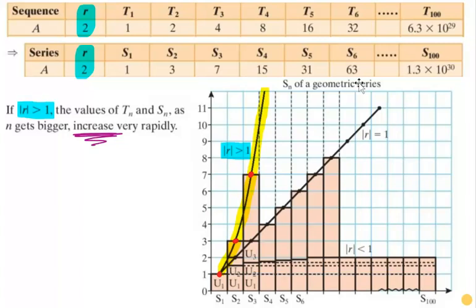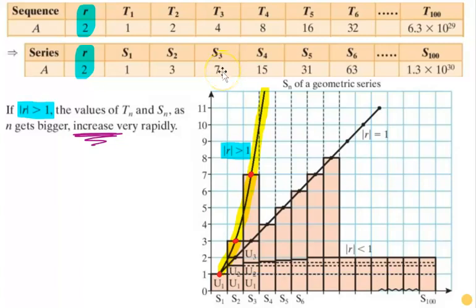The graph drawn here is only focusing in on the series, not the actual sequence. So our second red point is S2, 3. That comes from here. And our third red point is S3, 7. So that's coming from here.